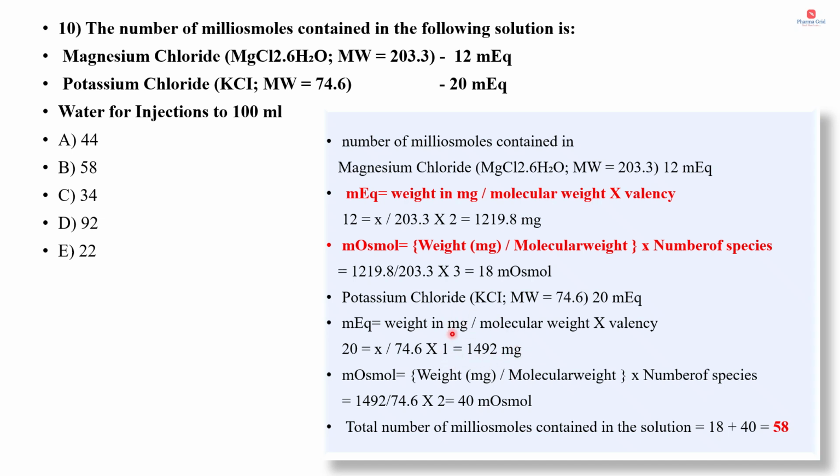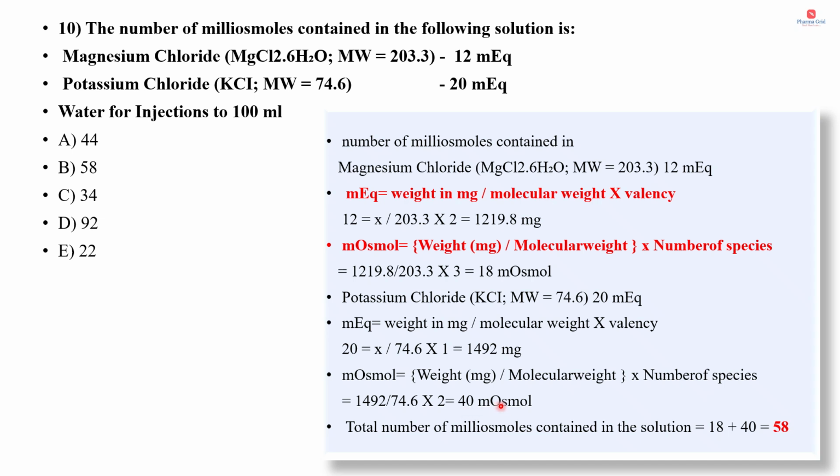Now substitute this value in the equation for milliosmoles. Milliosmoles is equal to weight in milligram divided by molecular weight into number of species. Weight in milligram is 1492 milligram divided by molecular weight 74.6 into number of species. Number of species is 2. This potassium chloride can be written as K+ and Cl−. So it consists of one atom of potassium and 1 atom of chlorine. So total number of species is equal to 2. So multiply this value by 2, we will get it as 40 milliosmoles.